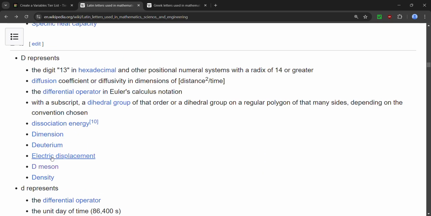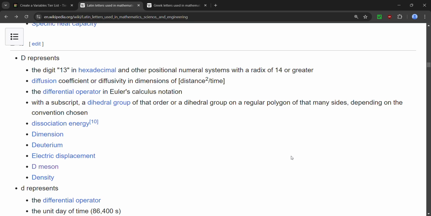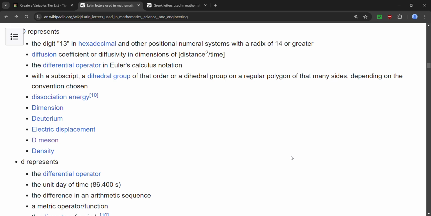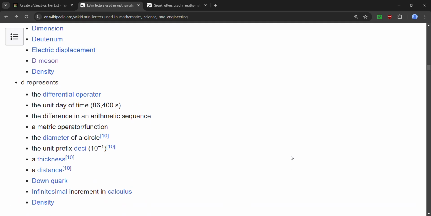I've never seen D used to represent density though. Yeah, even in its own Wikipedia article it says rho. So I'm not counting that for D at all. Differential operator, the unit of time, day. Yeah, I guess that counts. Diameter of circle. There we go. That's a big one. That's a big one.